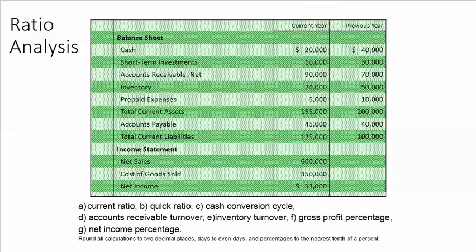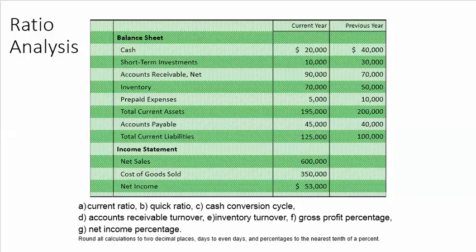Okay, let's look at a ratio problem where we review several different kinds of ratios. We're going to take a look at the current ratio, the quick ratio, cash conversion cycle, accounts receivable turnover, inventory turnover, gross profit percentage, and net income percentage.